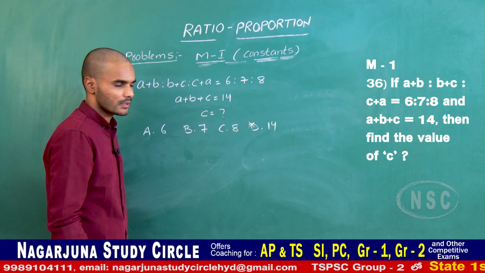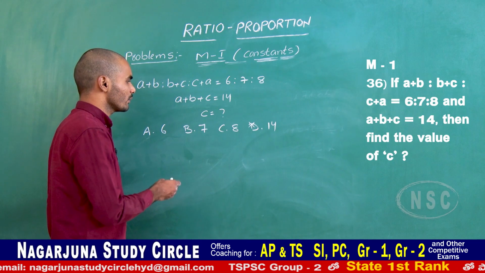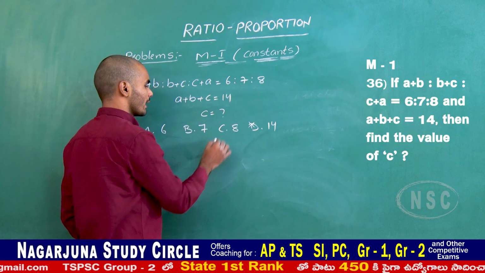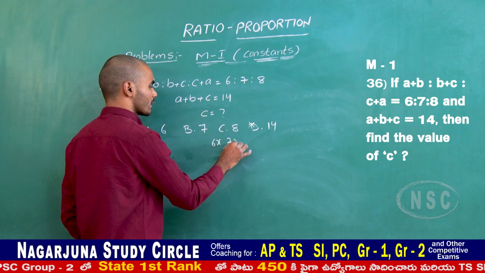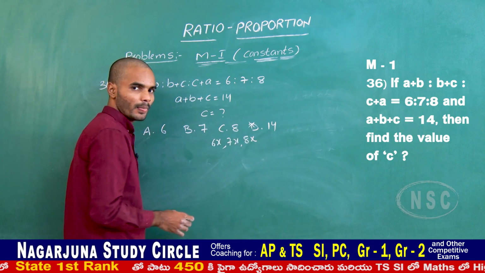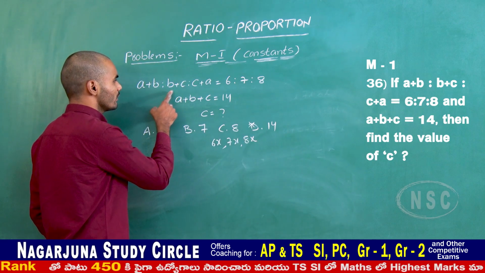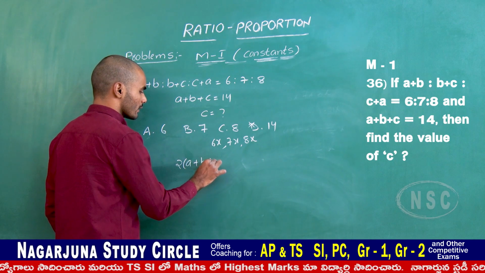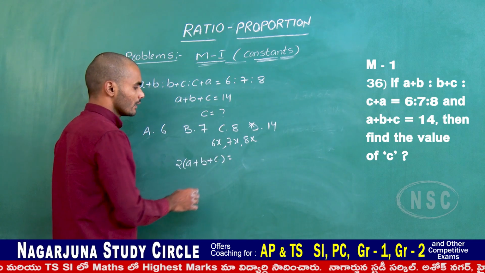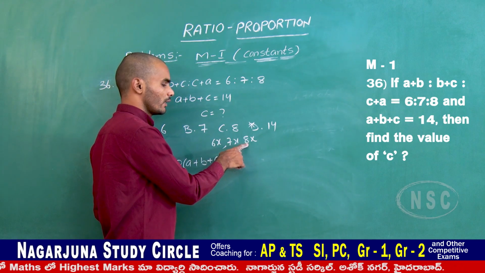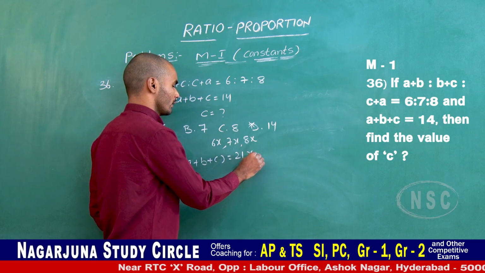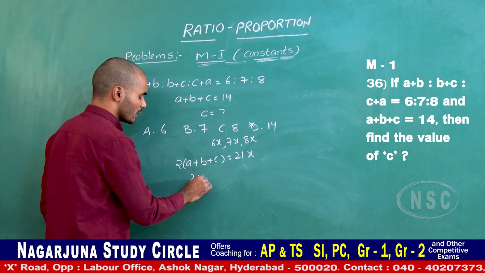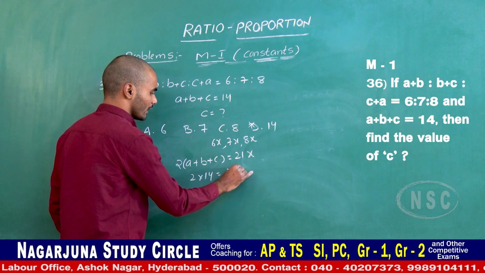Okay, remaining ones. But I would say the constant-based method gives better clarity. So this ratio changes to numbers: 6x, 7x, 8x are the numbers. A plus B, B plus C, C plus A. Add them. 2 of A plus B plus C is equal to 6 plus 8, 14, plus 7, 21x. The value of A plus B plus C is 14. 2 multiplied by 14 is equal to 21x.